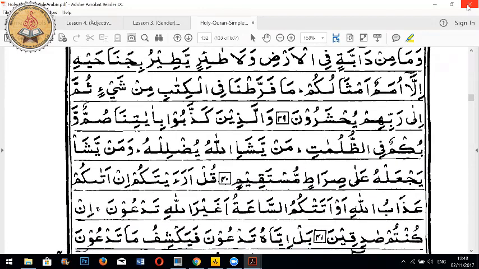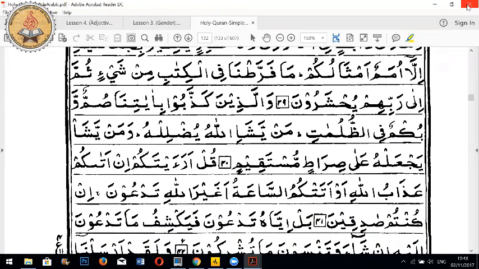Yes. Can you find something? Siratin mustaqim. Well done. Excellent. Because siratin with kasratain and mustaqimin with kasratain. So sirat, a path, a way, mustaqim, straight. So siratin mustaqim, a straight path.